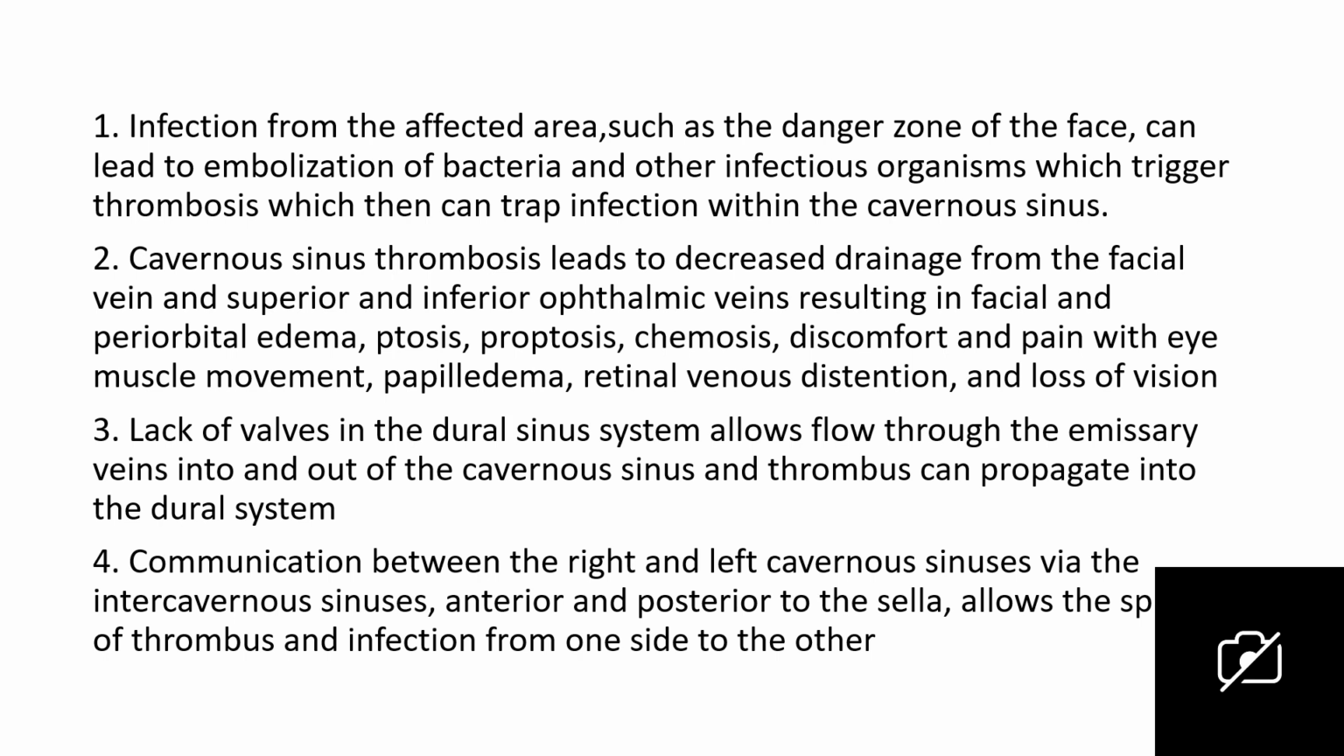Cavernous sinus thrombosis leads to decreased drainage from the facial vein and the superior and inferior ophthalmic veins, resulting in facial and periorbital edema, ptosis, proptosis, chemosis, discomfort, and pain with eye muscle movement. Papilledema, retinal venous distension, and loss of vision can also occur. Lack of valves in the dural sinus system allows blood to flow through the emissary veins into and out of the cavernous sinus, and thrombus can propagate into the dural system.